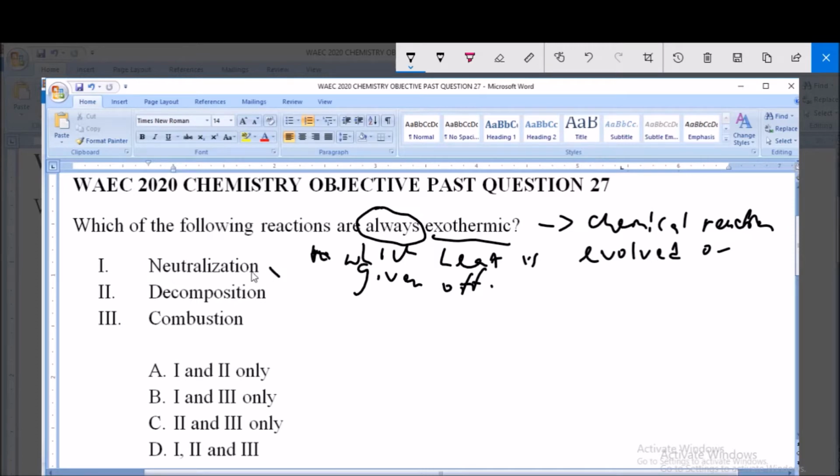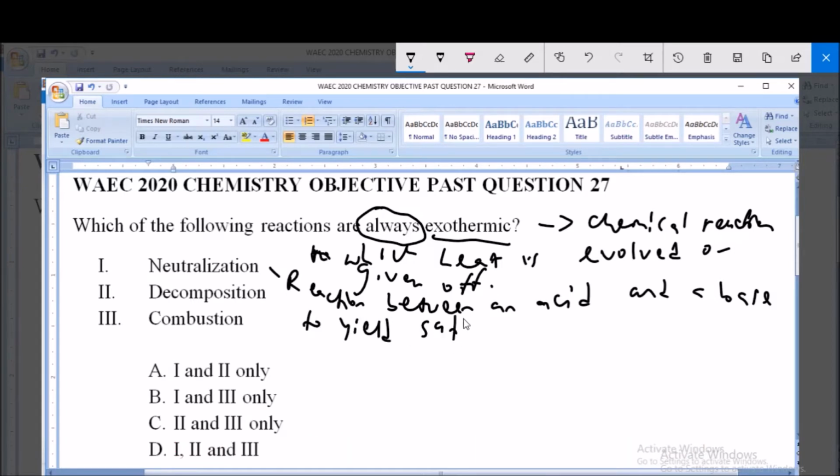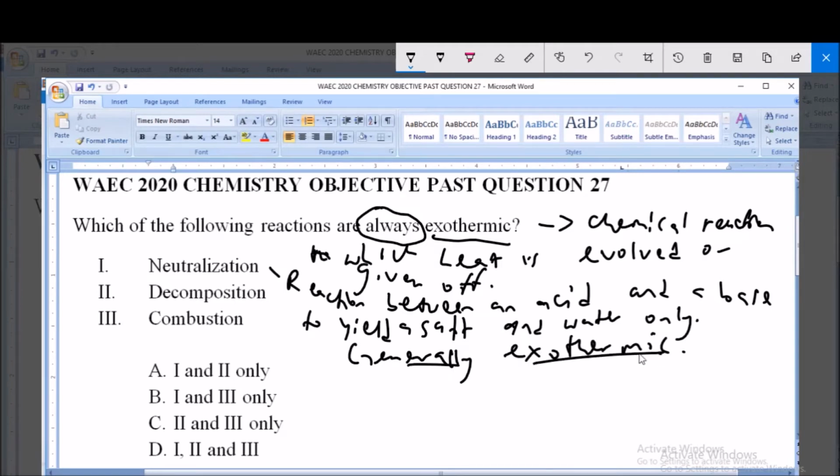reactions given to us. So neutralization, or a neutralization reaction, is a reaction between an acid and a base to yield a salt and water only. Now, these reactions, neutralization reactions, are generally exothermic. They are generally exothermic.